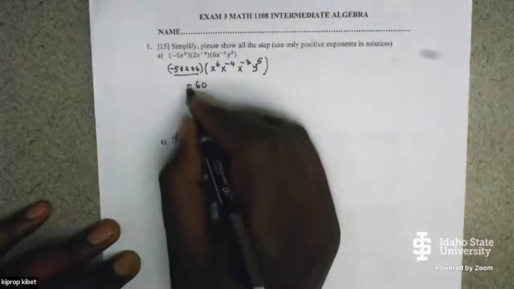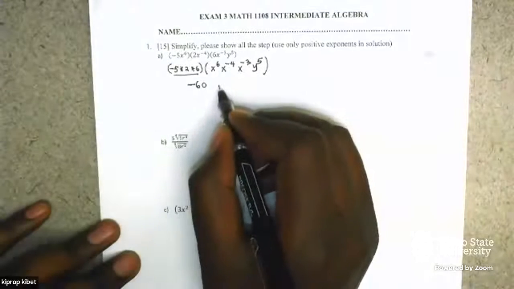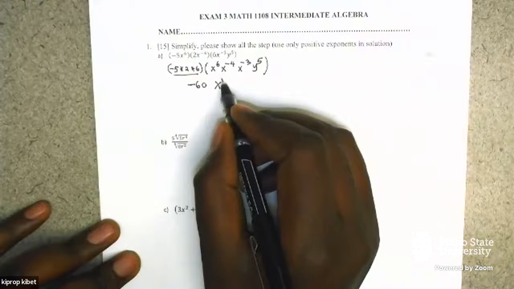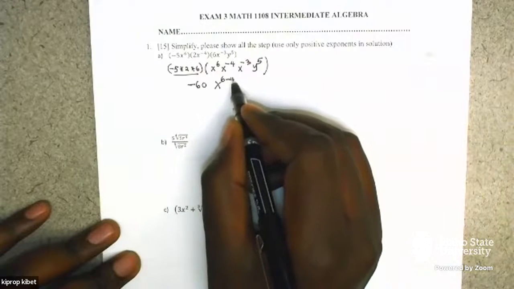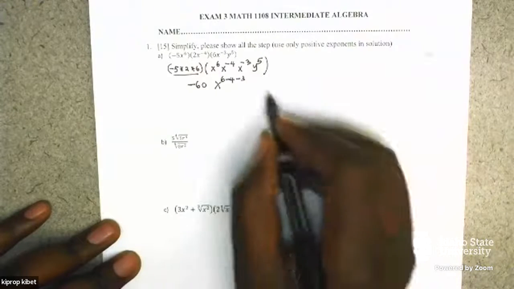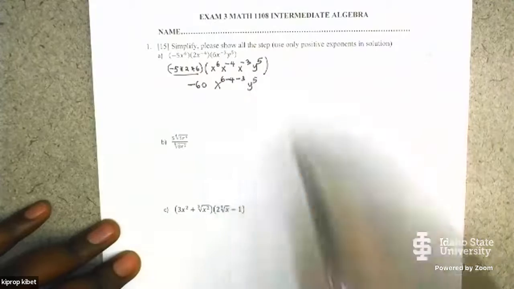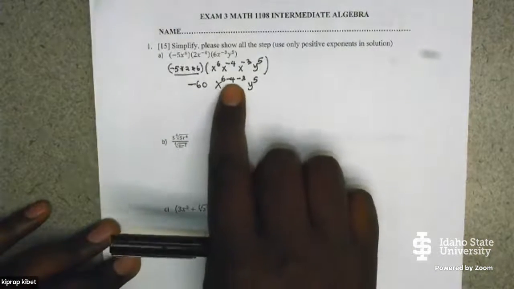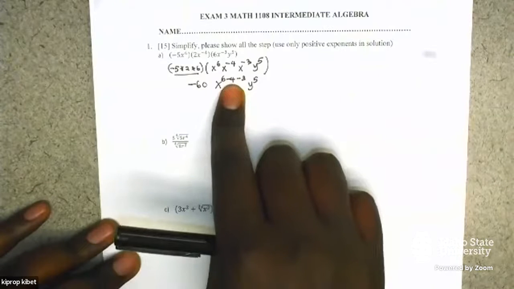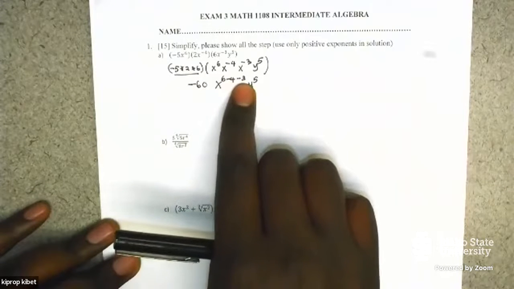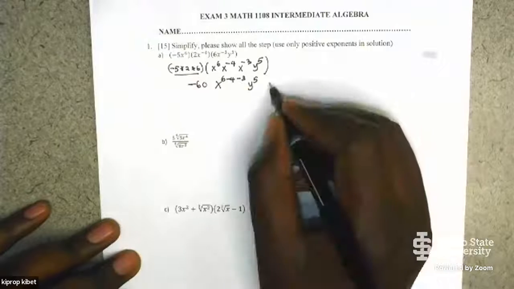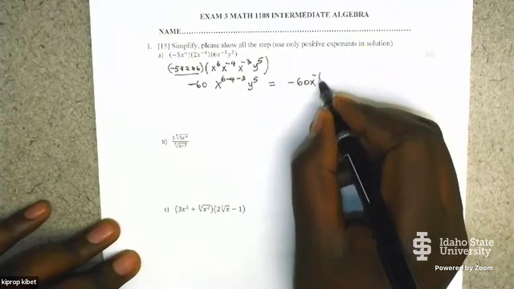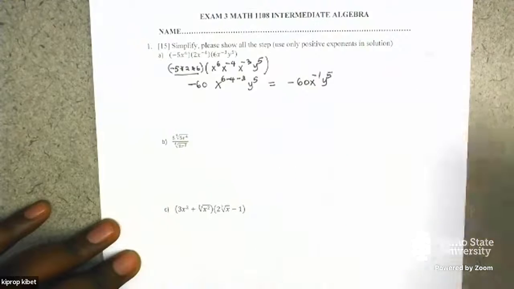-60. Then the next one here is x. The bases are the same, so you add the powers. So 6 - 4 - 3. And then y is only y raised to 5. So 6 - 4 is 2. 2 - 3 is 1. So basically this is equal to -60 x raised to -1, y raised to 5.